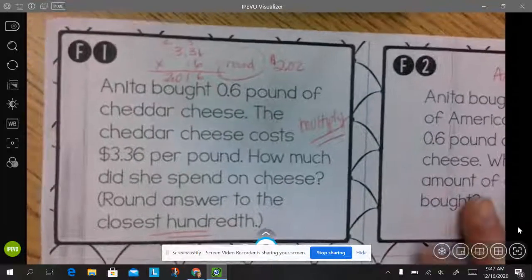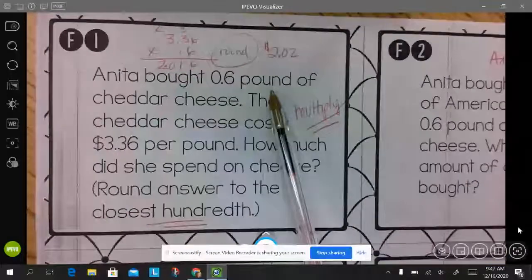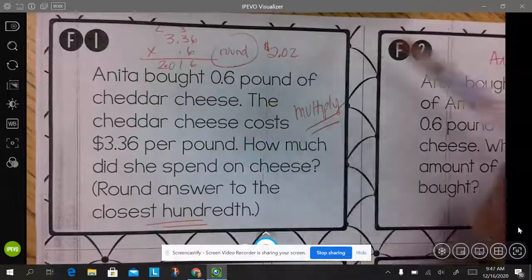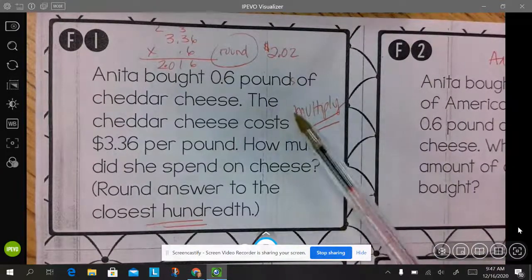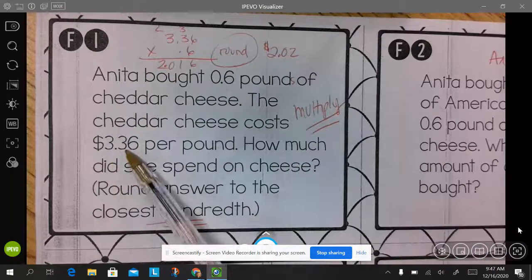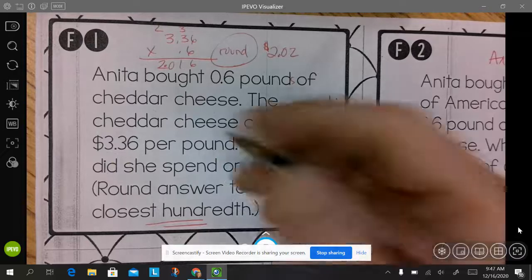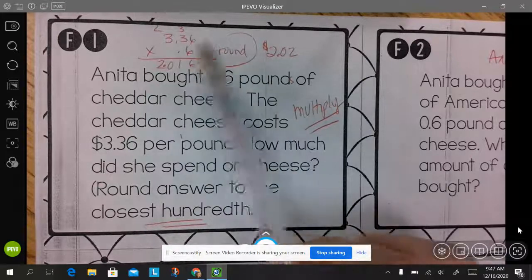F1. Anita bought 0.6 pounds of cheddar cheese. Cheddar cheese costs $3.36 per pound. That means per 1 pound. How much did she spend on cheese? Round the answer to the nearest hundredth. So go ahead and multiply.